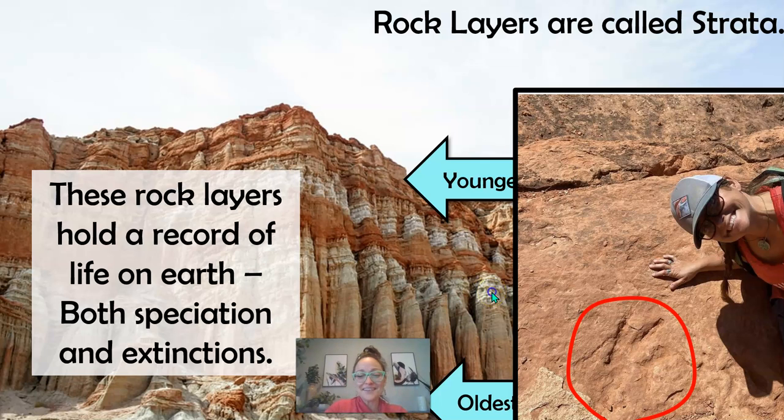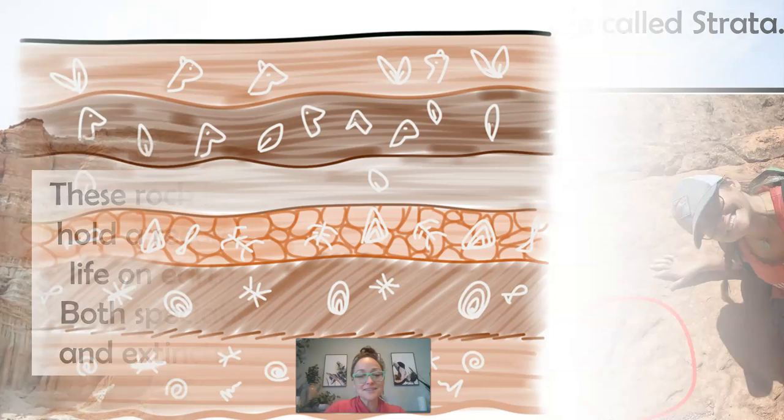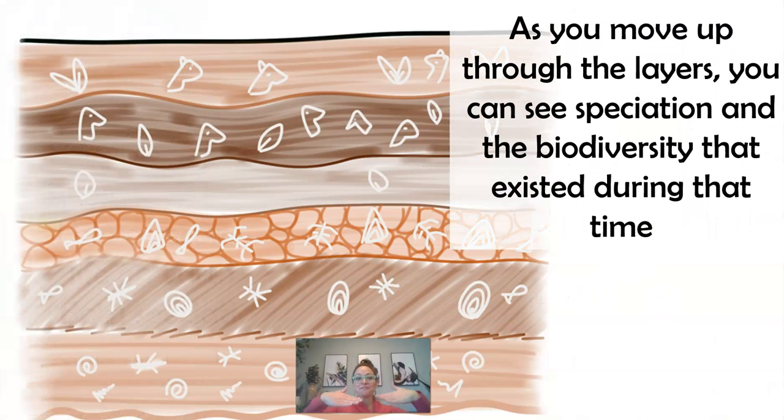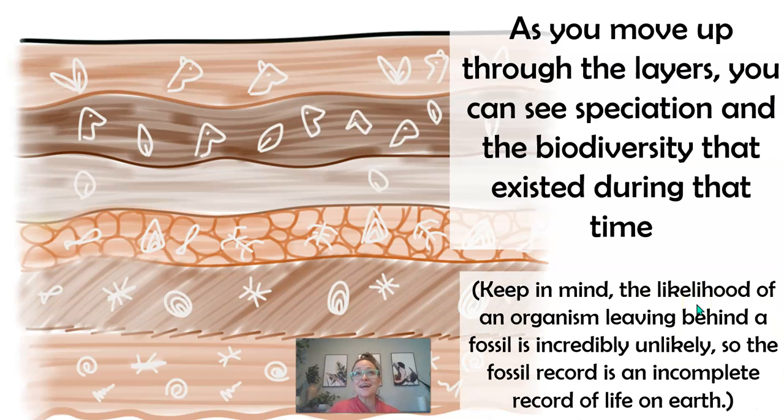All right. So let's go ahead and talk about the fossil record a bit more. As we move up the different strata in the rock layers, not only are we moving closer towards the present, but we can see all of the speciation and biodiversity that existed on Earth throughout time. But it is important to realize that not every organism leaves a fossil, right? It has to be the perfect conditions to leave a fossil behind.